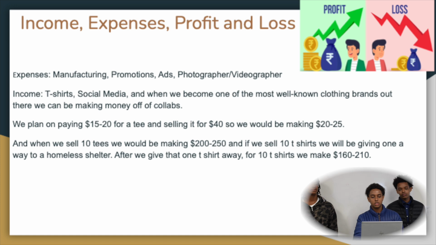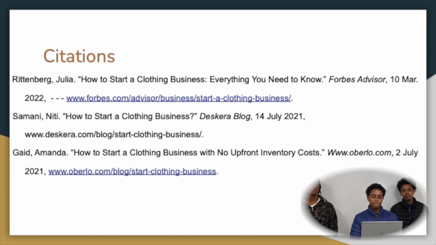And then our income, expenses, profit and loss. Our expenses are going to be mainly from manufacturing, promotions, ads, and a photographer and videographer. And then our income is going to be mainly from t-shirts and social media. We plan on paying $15 to $20 for t-shirts, selling them for $40. So our profit margin would be between $20 and $25.